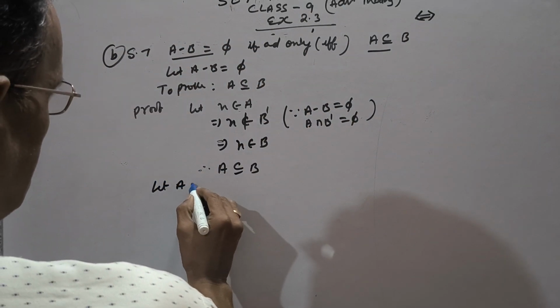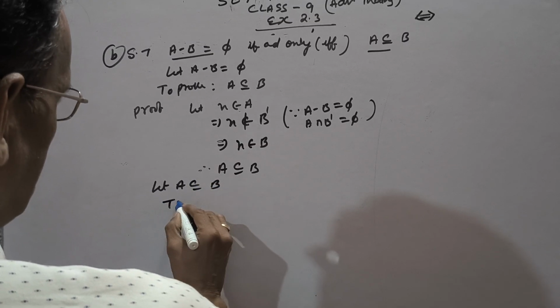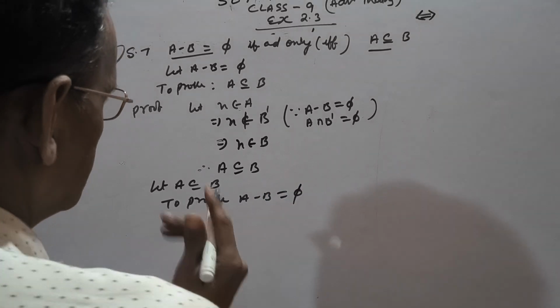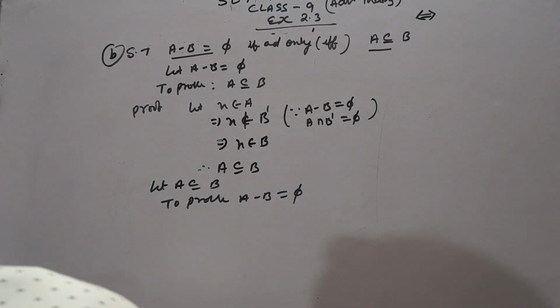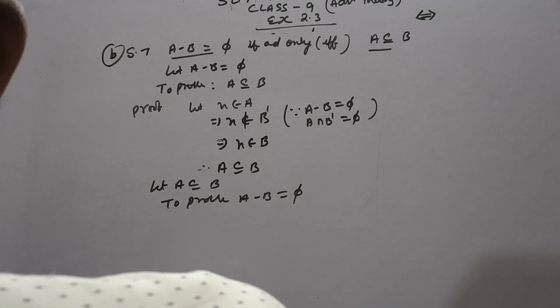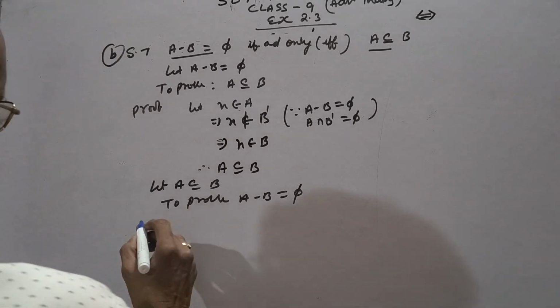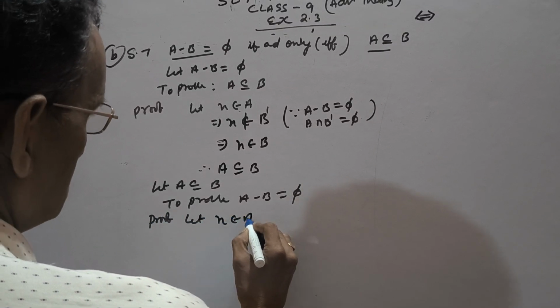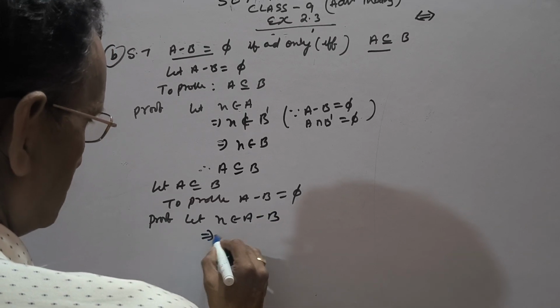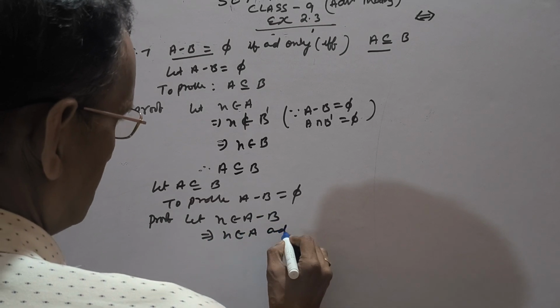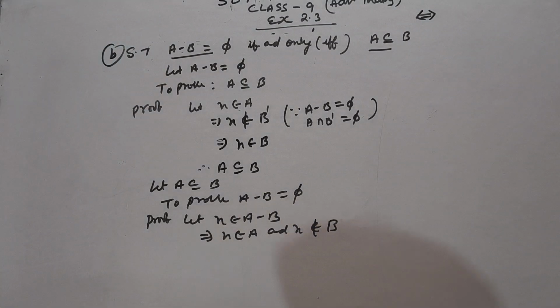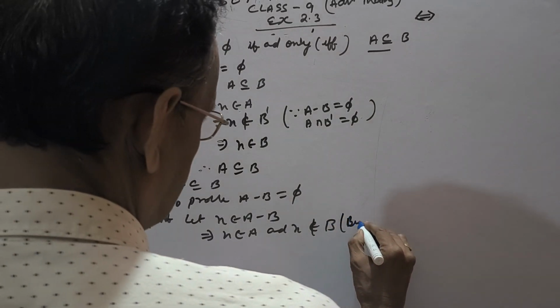So let A be a subset of B. Now we need to prove A minus B equals the empty set. Understood? Now start the proof. Let x belong to A minus B. What is the meaning? x belongs to A and x does not belong to B. This is the definition of the difference. You can write here, by definition.